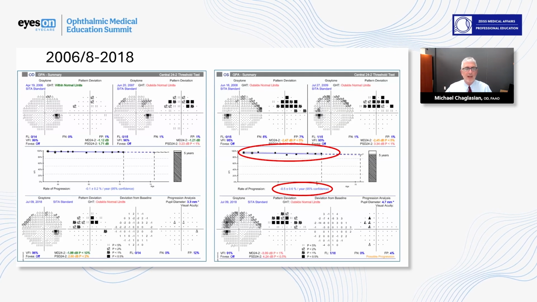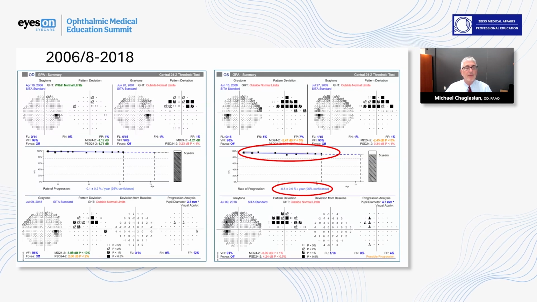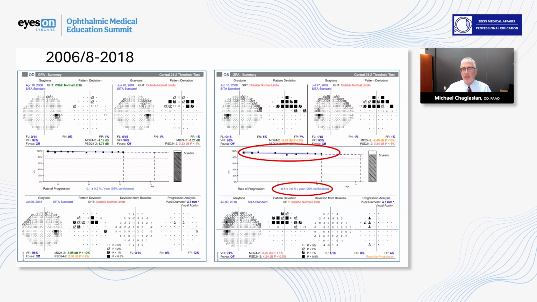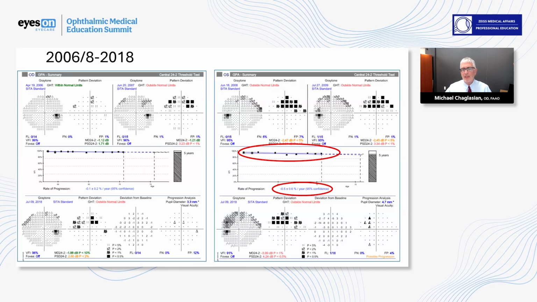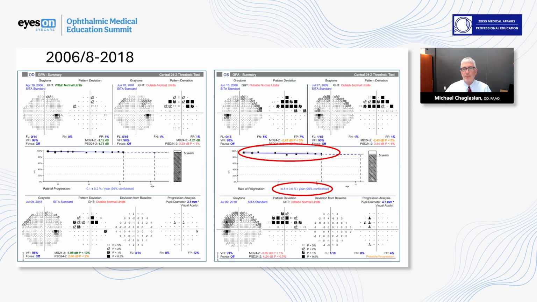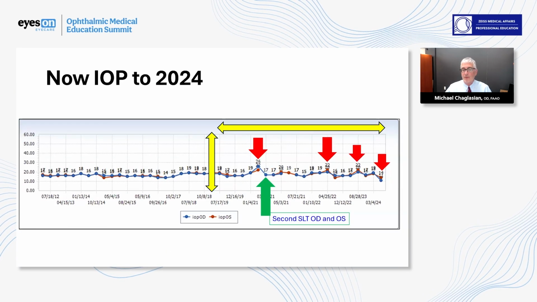And you can see really not much of any change for the right eye over a long period of time, from even going back to 2006, where I found an old test, to 2018. And then for the left eye, maybe there's some increased change superiorly, but really not too much at this point in time. So now let's focus on the last 6 years or so.